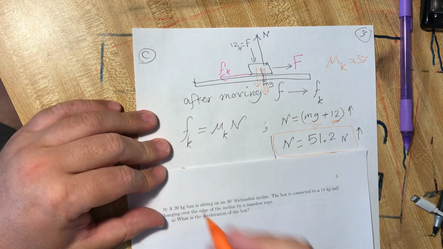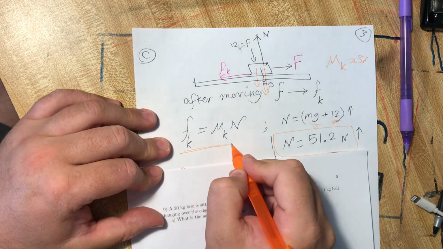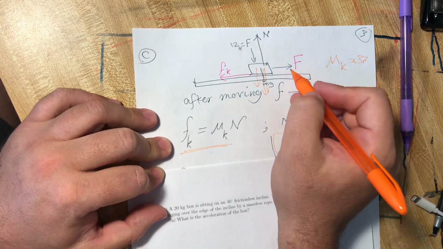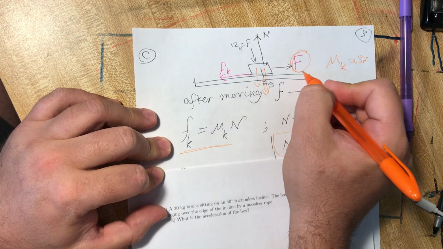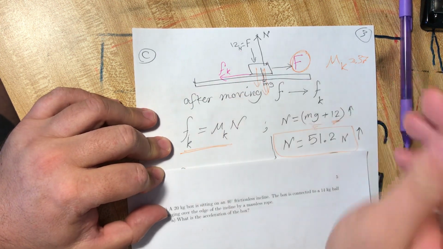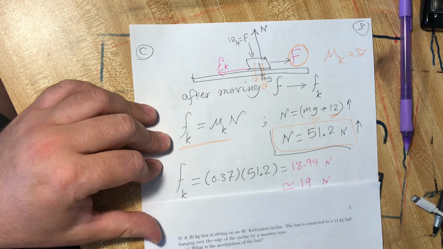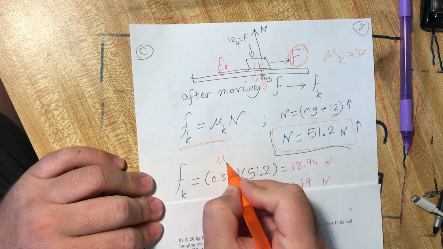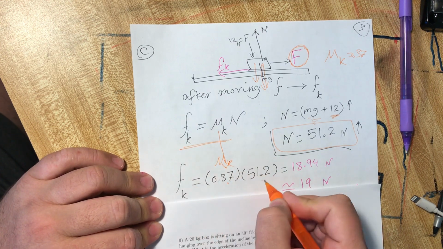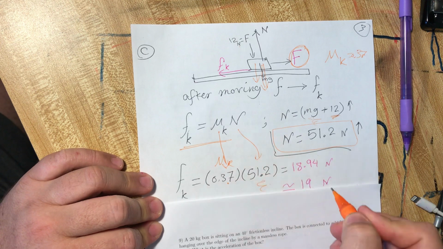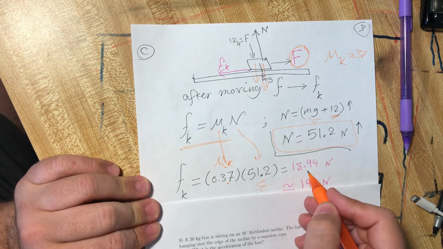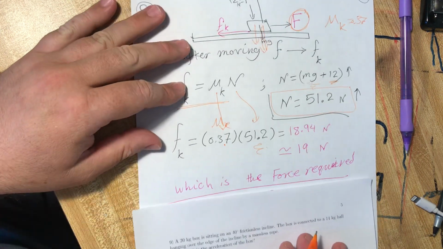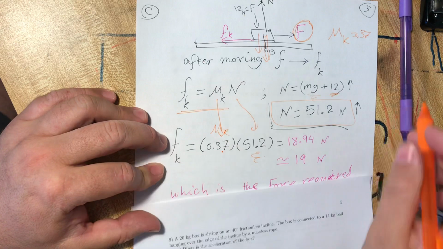Now the body is moving, so I need to use mu k, which is equal to 0.37. I need to find the kinetic friction force when the body is moving, to find the minimum force to apply on that body to keep it in that movement. So the friction force for the moving body is mu k multiplied by the normal force. It will be equal to 18.94, which is approximately 19 newtons, the force required to keep the body moving.